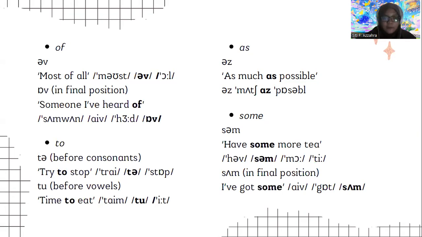And the next one is to. If it came before consonants, it will be pronounced like to, like in try to stop. And if it came before vowels, it will be pronounced like to, like time to eat. And the next one we have as, pronounced like as in as much as possible. And then we have some, pronounced like some, like in have some more tea. Or if it's in final position, it will be pronounced like some. I've got some. Okay.